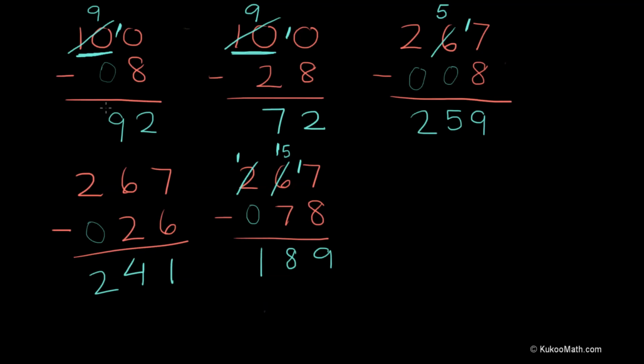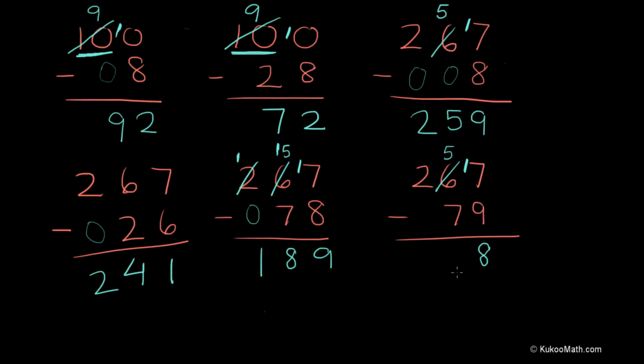Let's try one last problem. 267 minus 79. 7 minus 9, we can't do that, so we have to borrow from the next column over. This becomes a 5, and we add a 1 in front of the 7. 17 minus 9 is equal to 8.